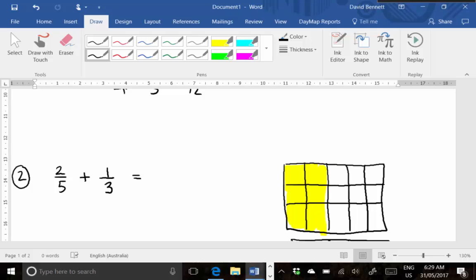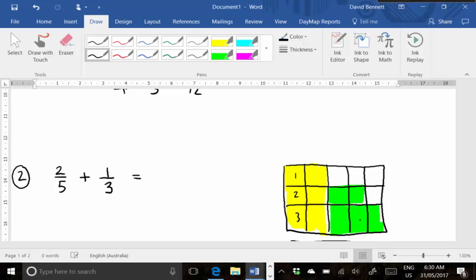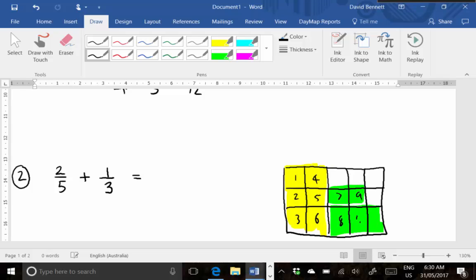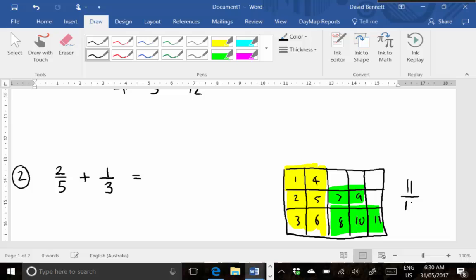So a third of that would be 1, 2, 3, 4, 5 squares. So I actually have to shade 5 squares. So I've got 3 here. All right. And I've got another 2 that I have to shade. So that technically should be 3/5, 2/5 plus 1/3. So it's 1, 2, 3, 4, 5, 6, 7, 8, 9, 10, 11. Okay, so that's going to be 11 out of how many squares are there in the box? 15. All right, so that's the technique there.